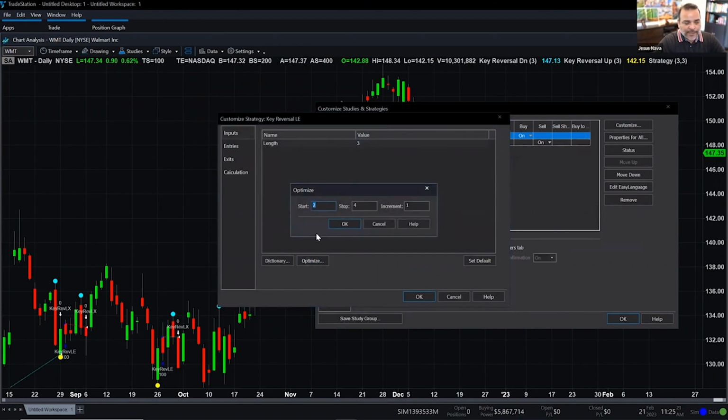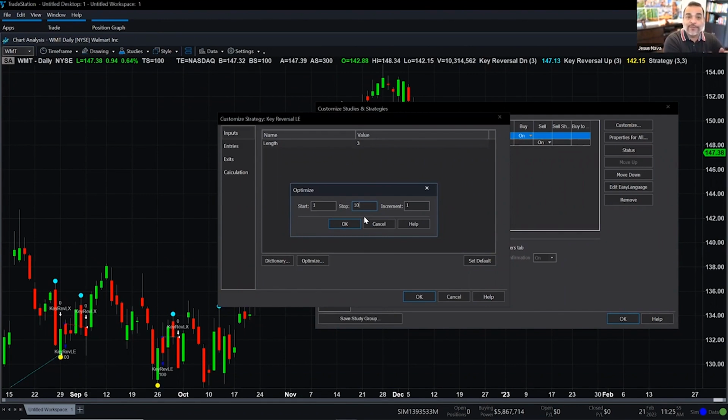I click on optimize, and I can optimize from 1 all the way to 10. Let's try 1 to 10. So it's going to test 1 bar back all the way up to 10 bars back, and everything in between. It's going to tell me which number was optimal for this backtest period and also for this specific security. This is Walmart. That's one of the things that I always try to emphasize when I talk about optimization, is that this is a very specific example of historical movement and a particular security.